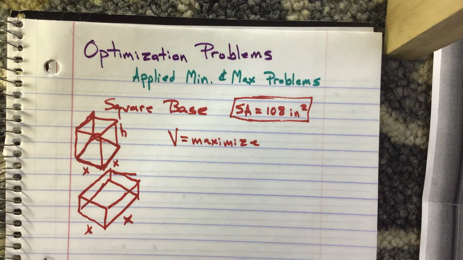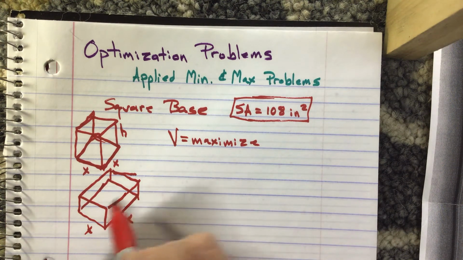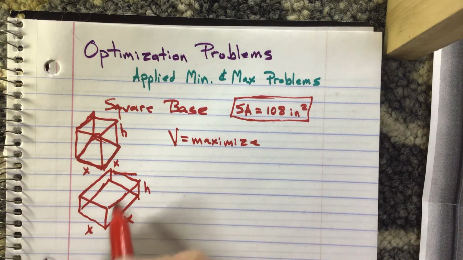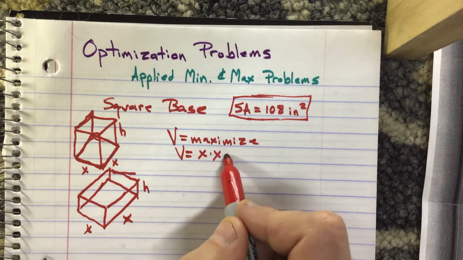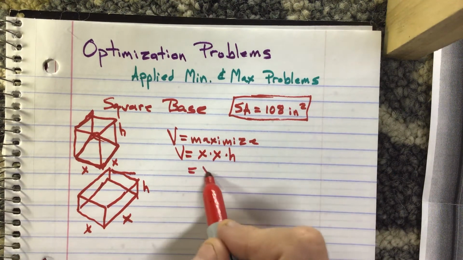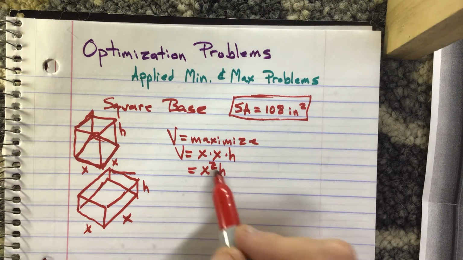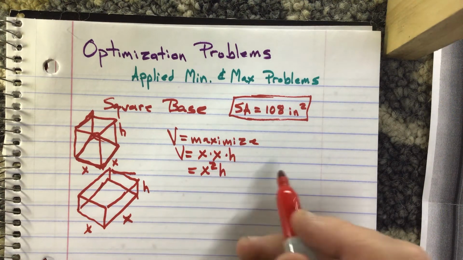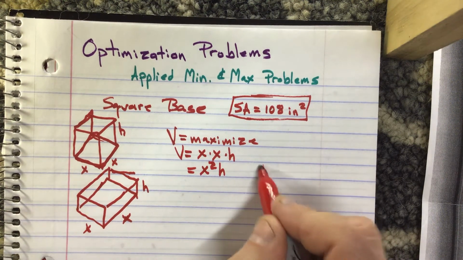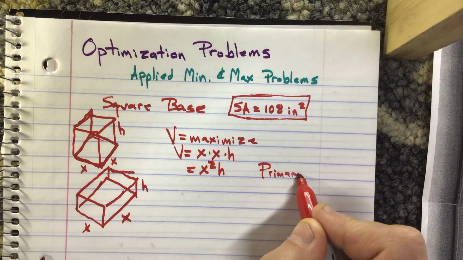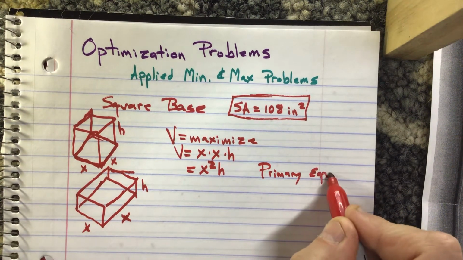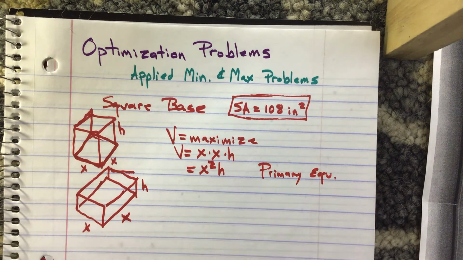So we know that the volume of a box is length times width times height. So the volume equals x times x times h, or x squared h. And this is what we want to maximize. We call this our primary equation, because that's the one we want to maximize.